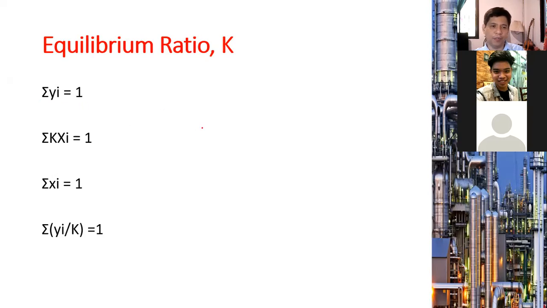Tapos from the definition, di ba yung definition natin ng equilibrium ratio K, K is equals to y sub i divided by x sub i. So ang y sub i would be equal to K times x sub i. So if summation of y sub i is equals to 1, therefore the summation of K times x sub i is equals to 1. Di ba? And also, ganun din, summation of x sub i is equals to 1.